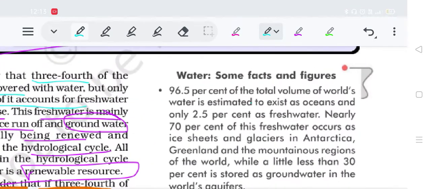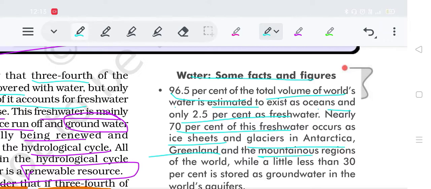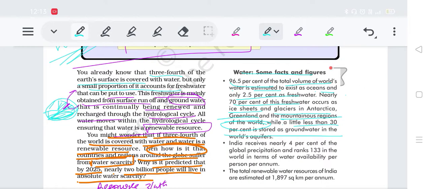So now we have some facts and figures about water. 96.5% of the total volume of the world's water is estimated to exist in oceans, 2.5% in fresh water. 70% of fresh water occurs in ice sheets and glaciers in Antarctica, Greenland and mountainous regions of the world, with a little less than 30% of water stored as underground water.